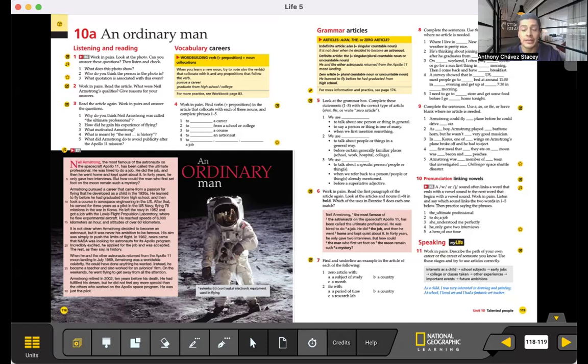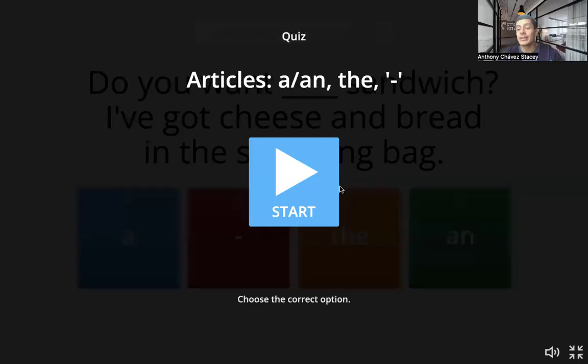Grammar article practice. Let me display it right here. There will be 10 exercises that we will do together. I hope that you can see my screen. And let's start with the first section. So, articles: you will have the example and I will be picking some people randomly, and you will have to give me the right answer, okay?